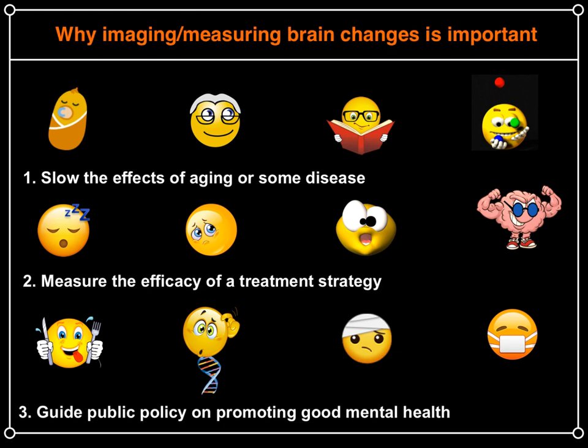The reason why imaging or measuring brain changes is particularly important is that, one, if we can properly measure this and understand it, it can potentially help us slow the effects of aging or some disease. And if we can measure this properly, then we can look at how certain treatment strategies can help or should be stopped. And from a larger perspective, it can also help, for instance, guide public policy on promoting good mental health. So imaging brain changes and understanding the mechanisms underlying brain changes is very crucial.